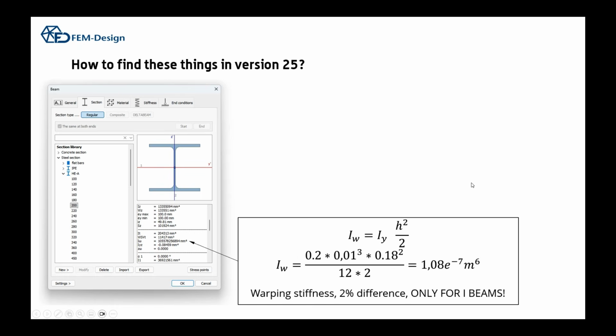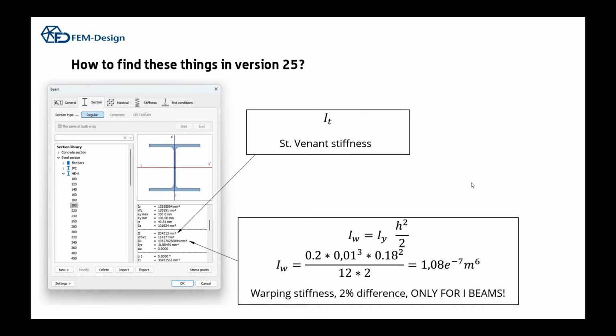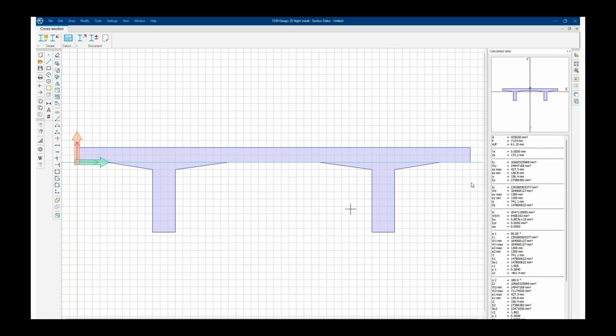Just calculate the bending stiffness of the flanges, multiply with the height and divide it by 2. And this is the St. Venant stiffness of beam models. It's here. And the handy thing is that it works with any section.